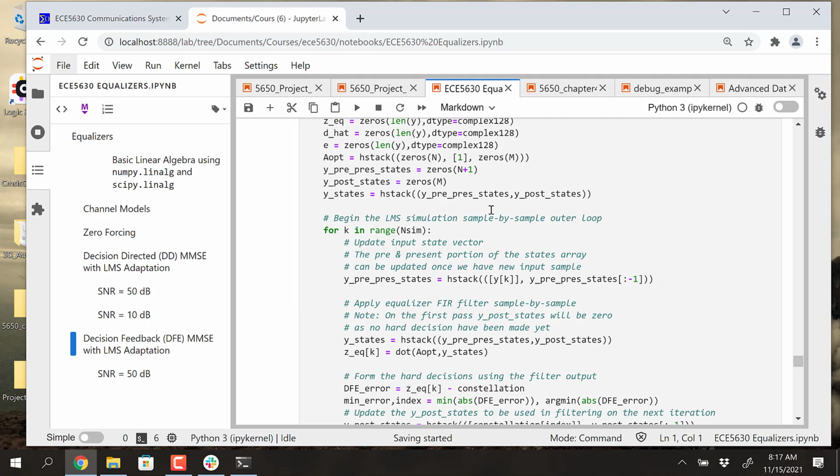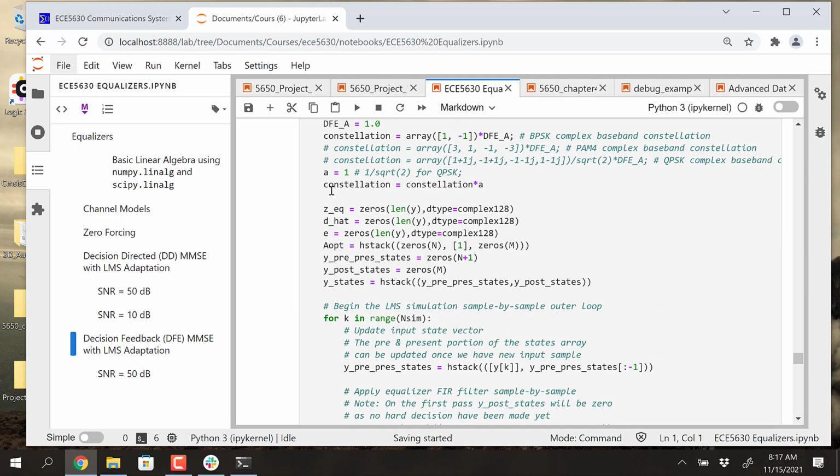So then I initialize states. I create 2 arrays, one called pre and present state. I modified what's in that book, and I said I'm going to have n tap values as a precursor plus 1 as the on time impulse response value. And then I initialize another array to hold m zeros, and those are the post cursor values. Then I put those together into an array right here called y states.